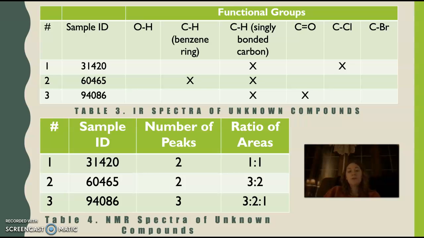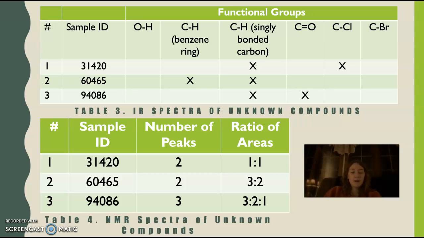So this is table 3, IR spectra of unknown compounds. It lists the functional groups for each sample. For sample 2, we had a CH benzene ring, a CH singly bonded carbon. For sample 3, we had a CH3, a CH singly bonded carbon and a C double bond O, and we already reviewed sample 1, so that's why I wasn't going through it again.